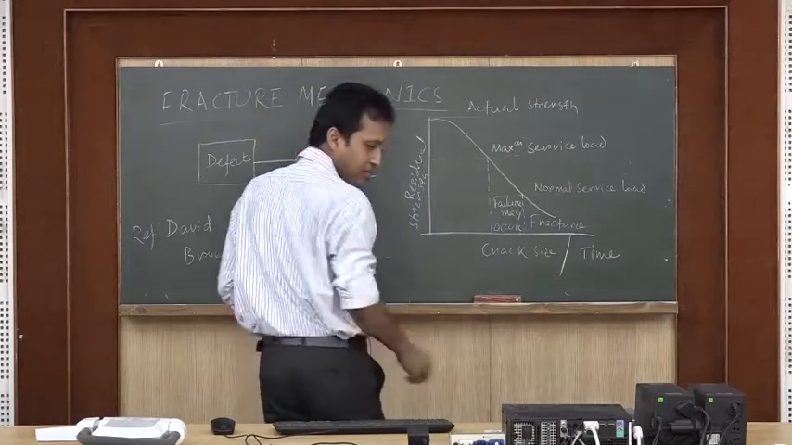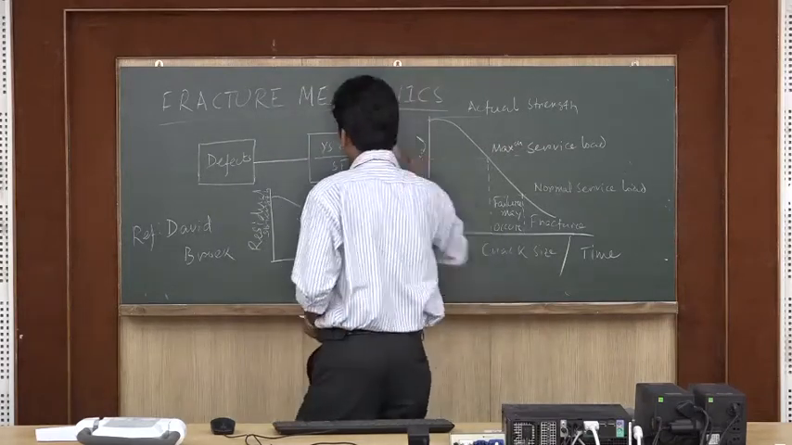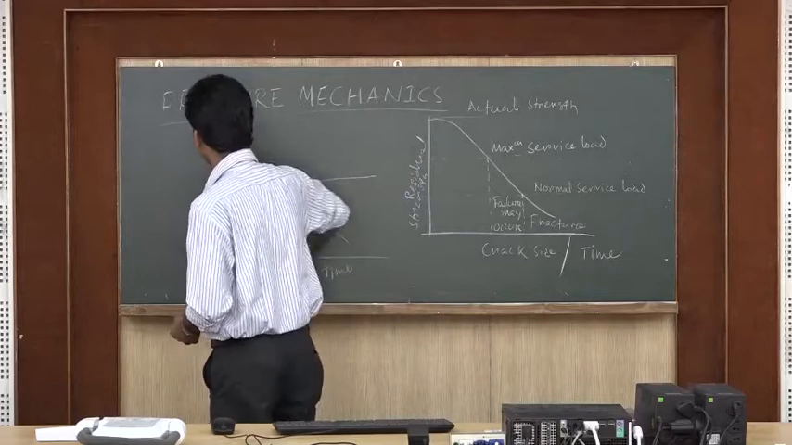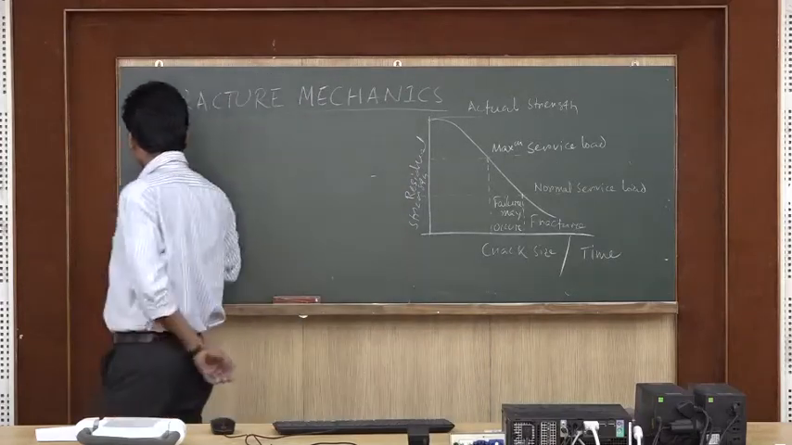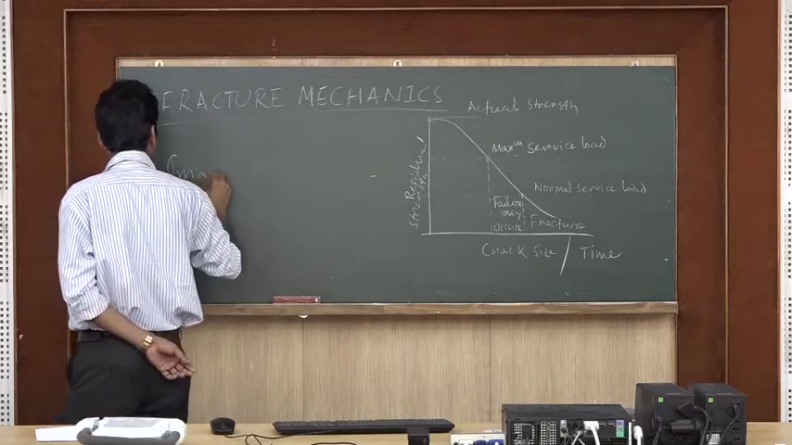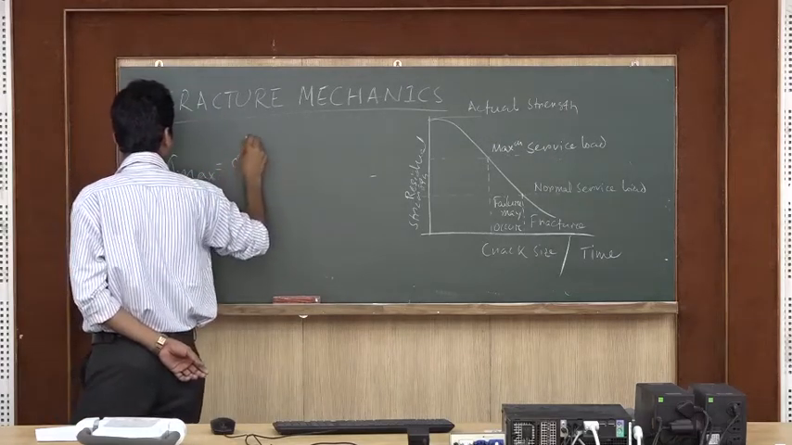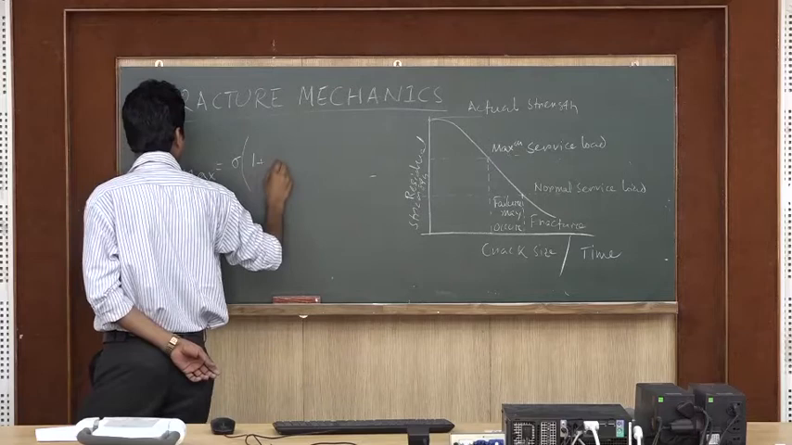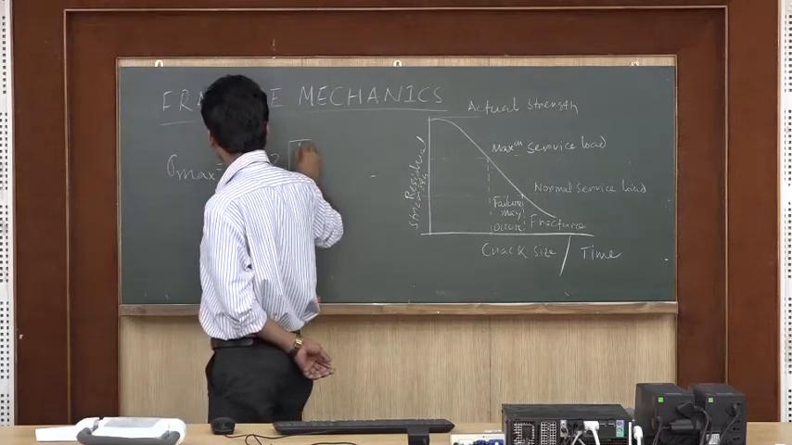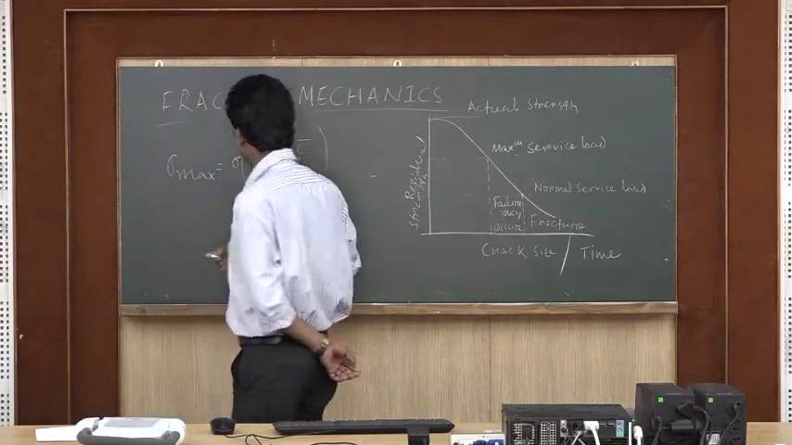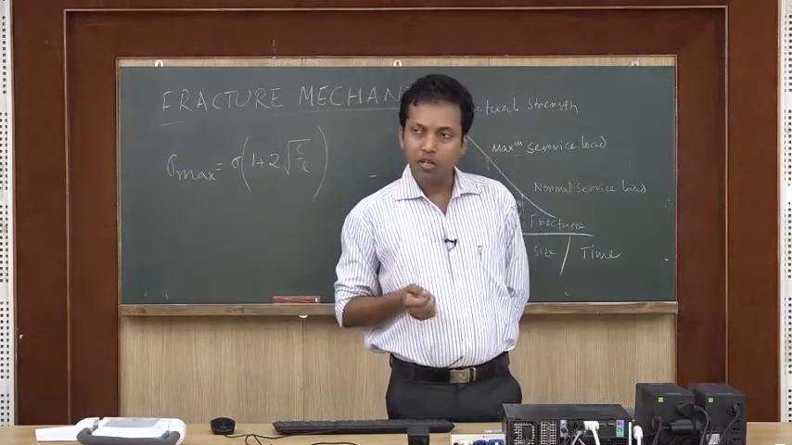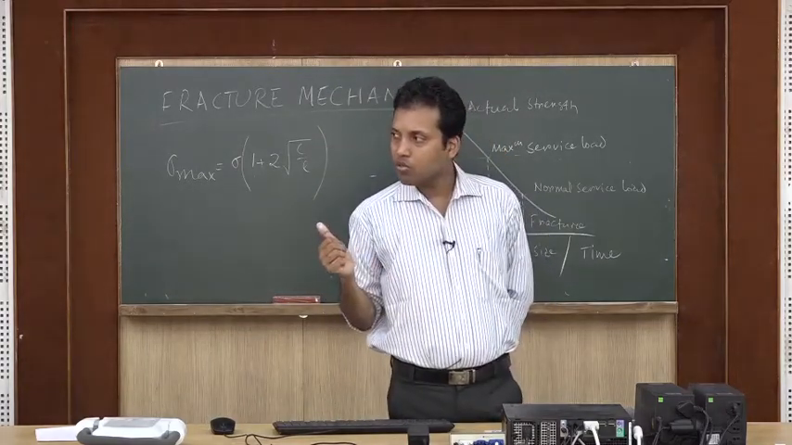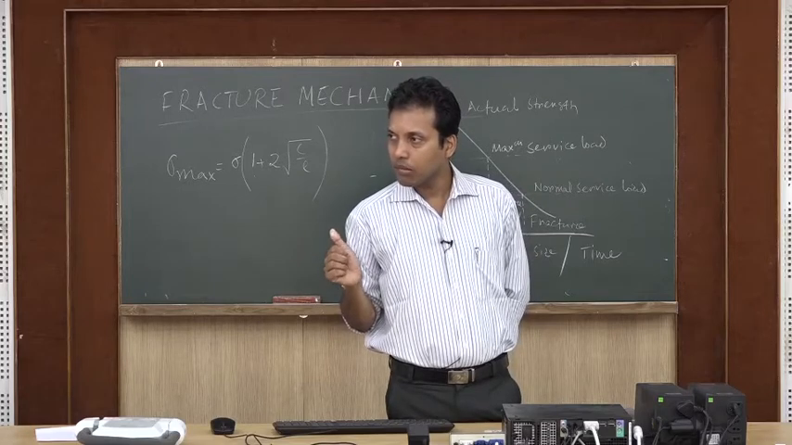Sigma, oh here, two root c by rho, okay. This type of equation we have seen earlier. So, sigma max equal to sigma into 1 plus 2 root c by rho. Can you remember that equation?